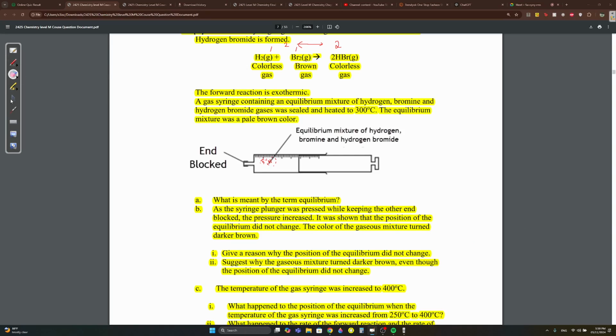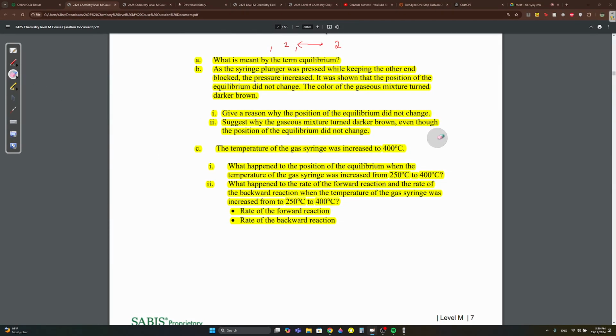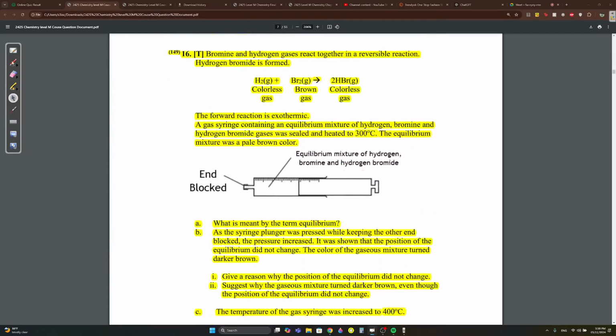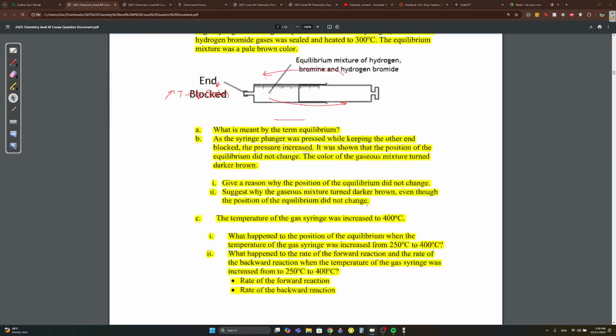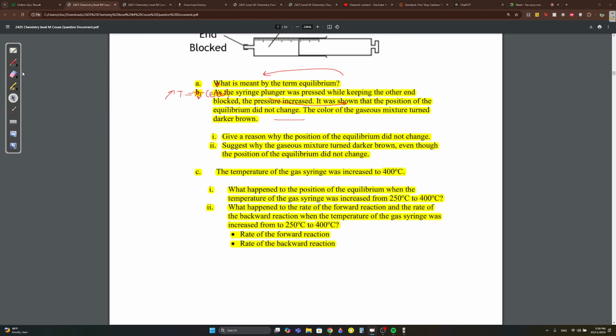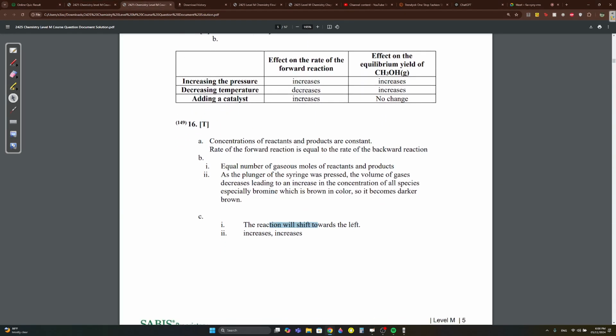Part C. The temperature of the gas syringe was increased to 400 degrees Celsius. What happens to the position of the equilibrium when the temperature was increased from 250 to 400? If you're increasing temperature, this is reversible. They said that the forward is exo. If we increase the temperature, the system will want to decrease the temperature, and therefore it will favor the endothermic side. Since the forward is exo, we favor the backward side. So the position of the equilibrium will shift to the left, or you can say it shifts to the backward.